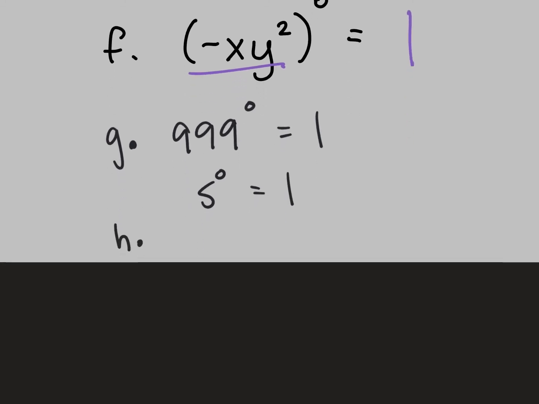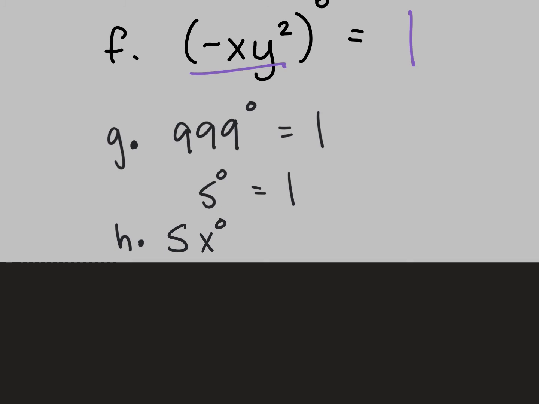Example H. So there's one in the homework like this. Let's say I had 5 times x to the power of 0. What is this? What is being raised to the power of 0? The x. So that turns into 1. And what's 5 times 1? 5. So this would be 5.